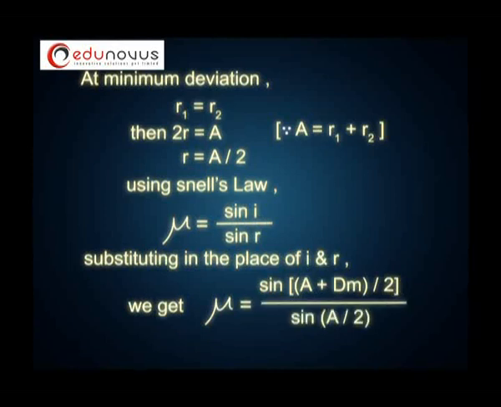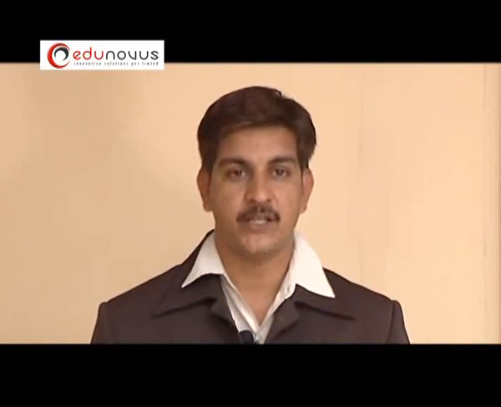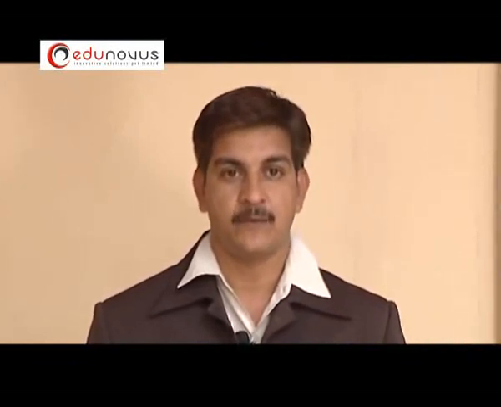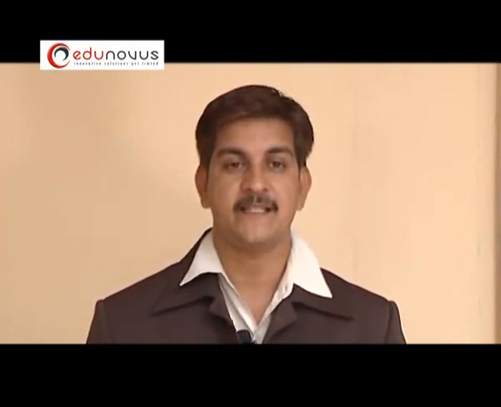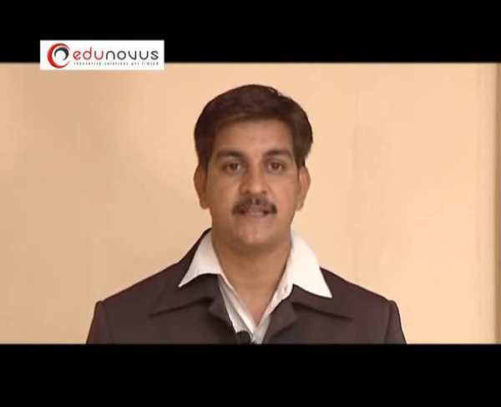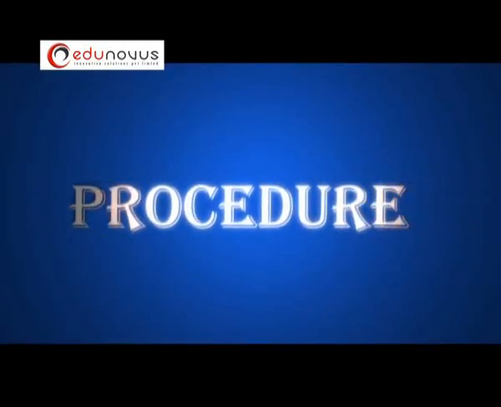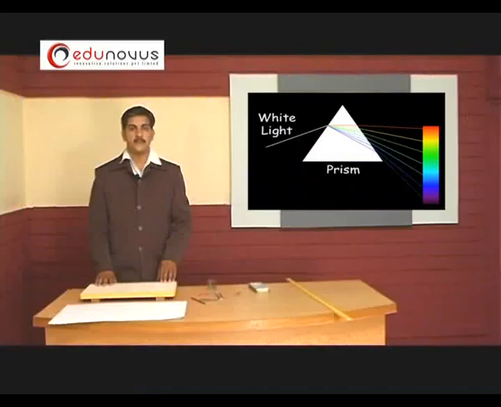sin A by 2. In this, angle of minimum deviation is determined by plotting I-D curve. The angle of prism capital A will be given. It is equal to 60 degrees if it is an equilateral prism. In this experiment, we are going to determine the angle of deviation for different angles of incidence.